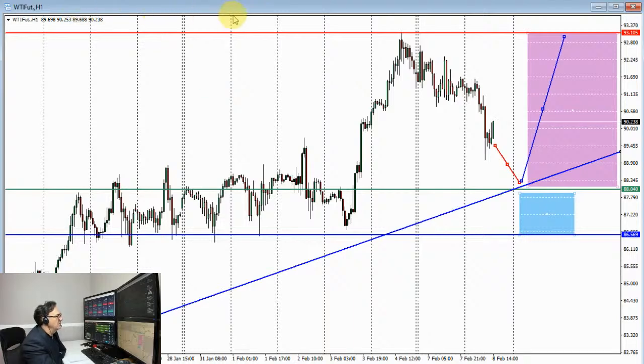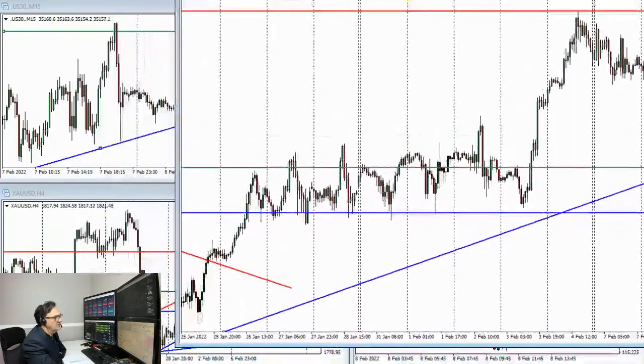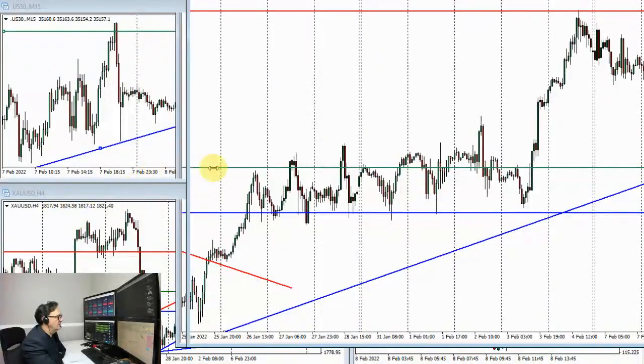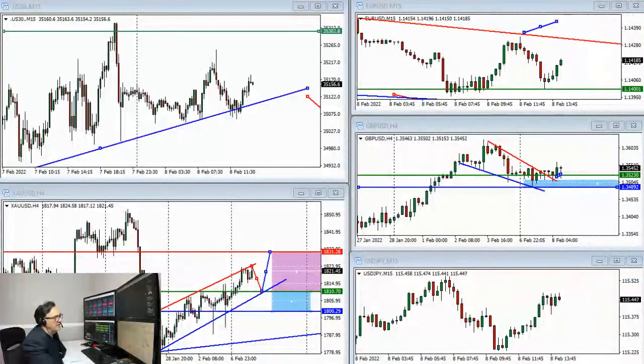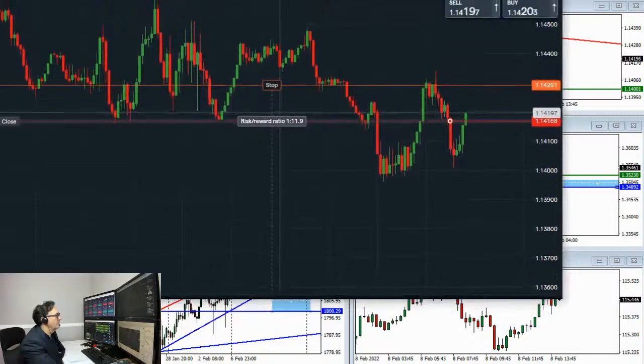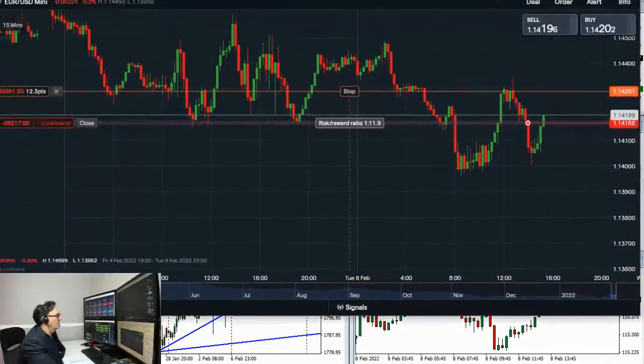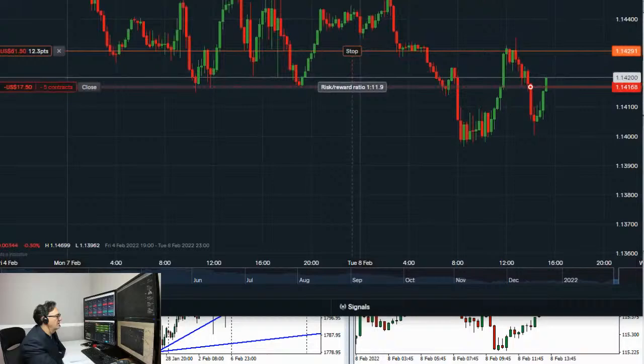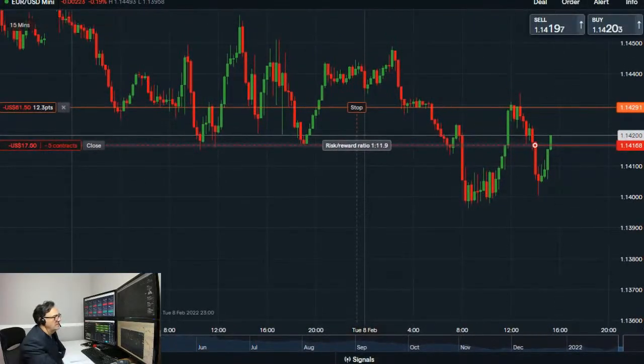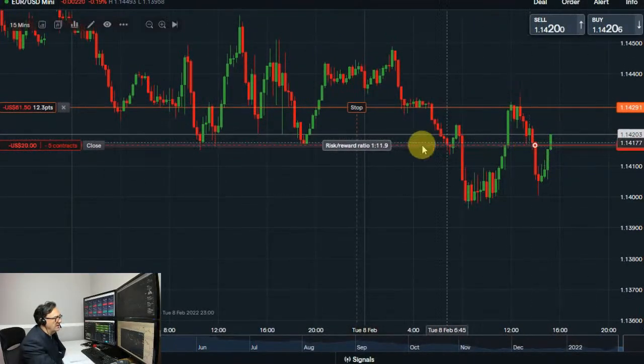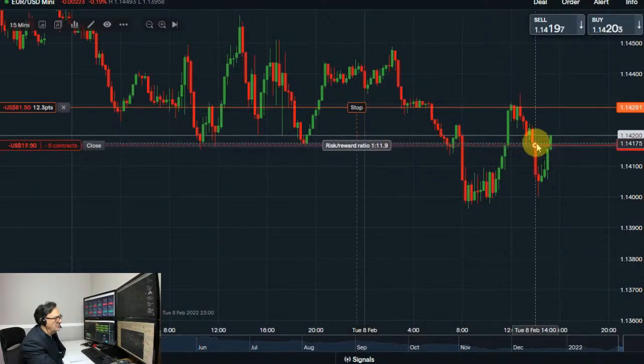So let me just see. Sorry guys, while I'm talking to you, I'm seeing my euro dollar trades reversing, and I do not really want to give all of that back. So let me show you where I am with euro dollar. Euro dollar is currently breaking above my entry.